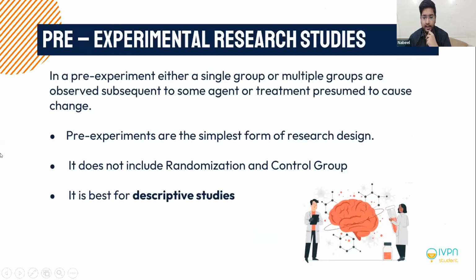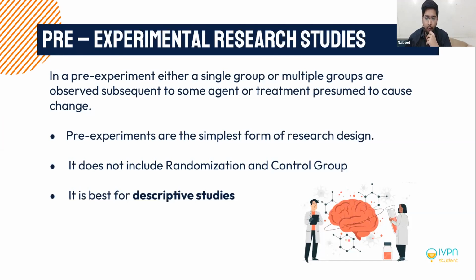Now let's come to the pre-experimental studies. Like the word shows, these are done before performing a specific experiment. Pre-experimental studies are the simplest form, because in this study we are not concluding anything and we are not randomizing anything. It's just a study to make sure that there is some change going on in society.